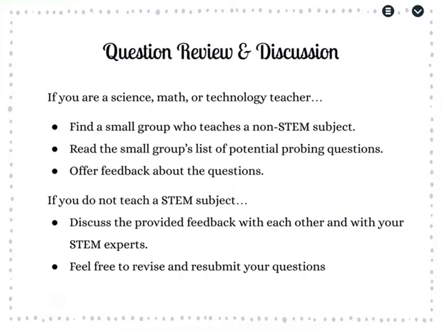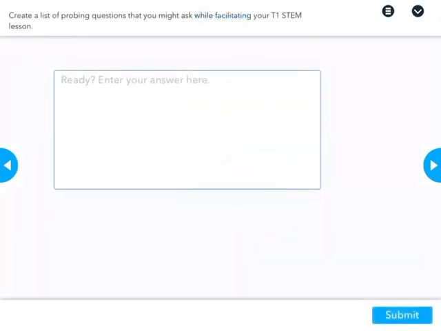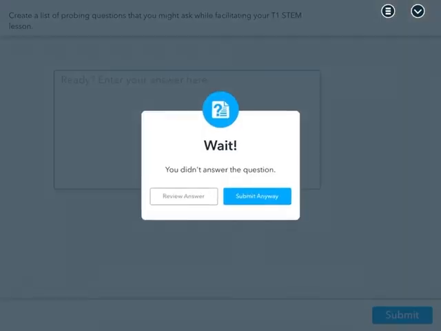Then that teacher, that STEM subject teacher, would read my group's list of potential probing questions and then offer feedback about those questions. Those of us, again, like myself, who do not teach a STEM subject, would discuss the provided feedback with my fellow English teachers or what have you, as well as the STEM experts. And we would then go back to our previous slide and make revisions to those questions that we had already submitted.